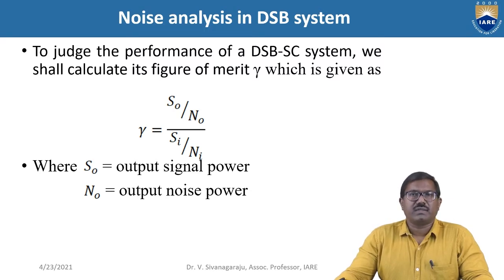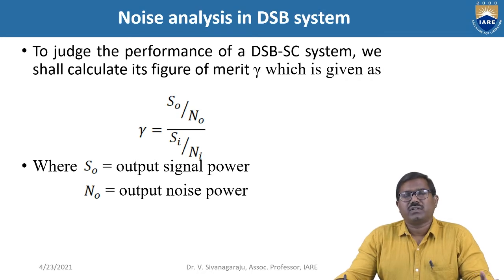gamma, which is given by gamma equal to S0 N0 by Si N0. So here S0 and N0 are the output signal and noise power respectively, whereas Si and Ni are the input signal and noise power respectively. So here our aim is to calculate the figure of merit, that is, how much figure of merit we get from this DSB system.